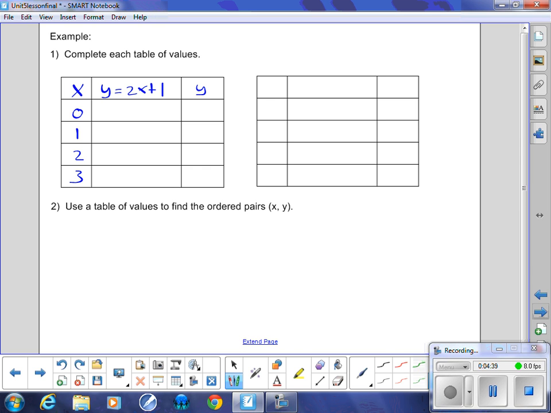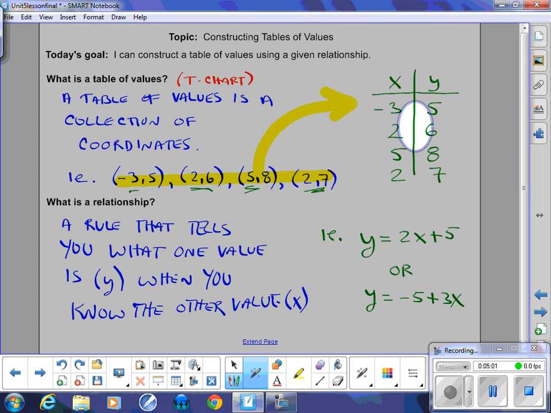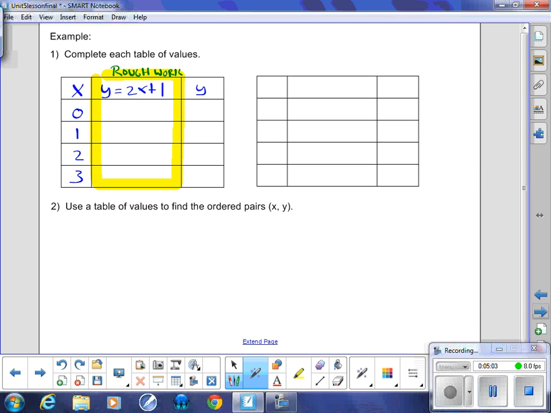So in our T-chart, this is really our rough work. We've added a column inside our T-chart. I'm going to do all my rough work in here. The actual T-chart on the previous page only has 2 columns, the x and the y. Well, we're just adding an extra column, and we're going to do the rough work in the middle here.